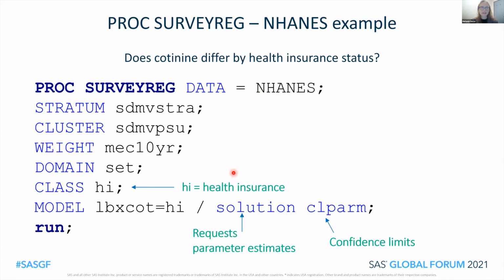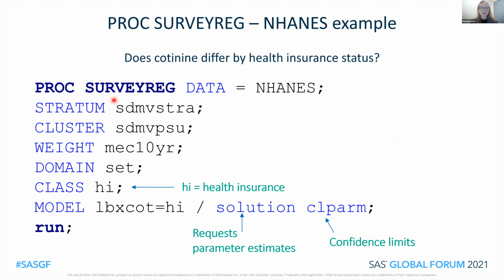Okay, our last SAS example is linear regression, which uses the PROC SURVEYREG procedure. And for this example, we will be using the NHANES data set. And we'll ask the question, does cotinine differ by health insurance status? So cotinine is a continuous variable, and cotinine is a metabolite of nicotine. So here we have our PROC SURVEYREG SAS statement. We specify our data set, and the variance method is the Taylor, which is the default. So we don't need to specify it on the first line.